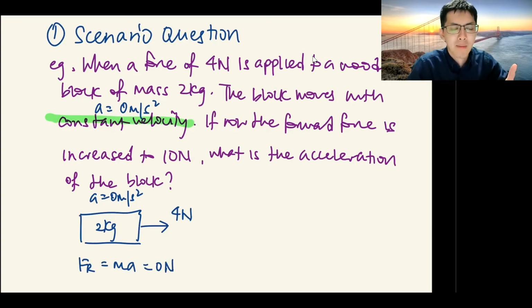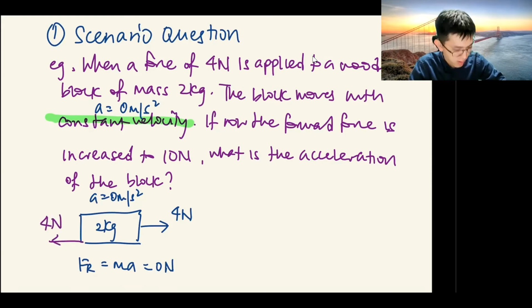And this doesn't add up. There's only a 4 newton force. How can the resultant force be 0? Which means there is a frictional force of 4 newtons. This is what the scenario question is about. The first scenario is for you to infer and figure out what the frictional force is, and this frictional force is 4 newtons. Now we bring this into the next scenario.